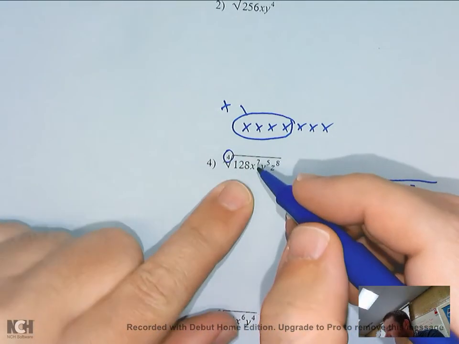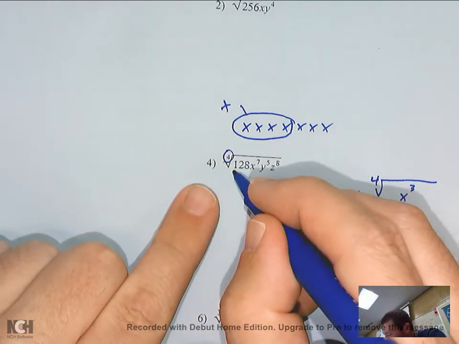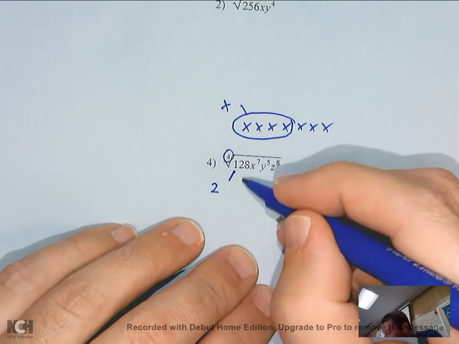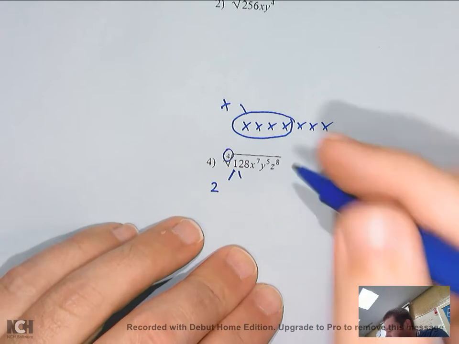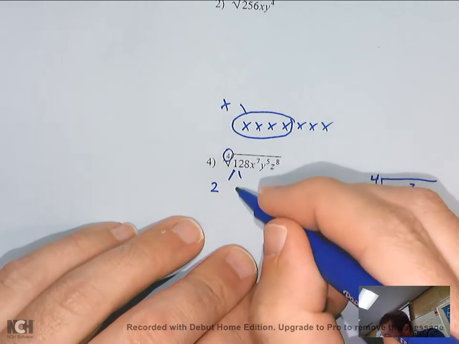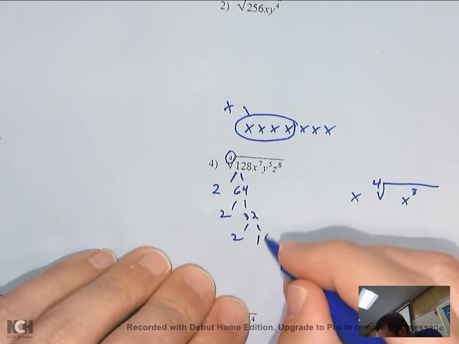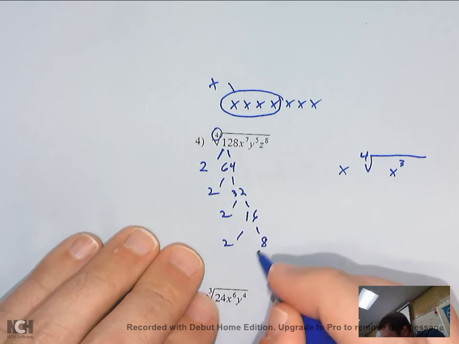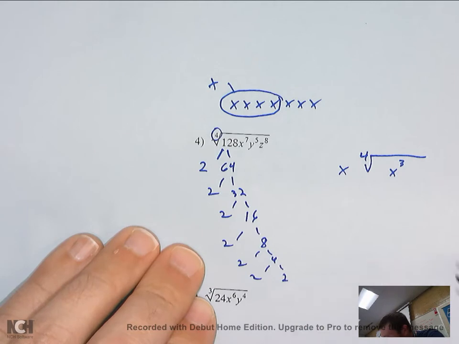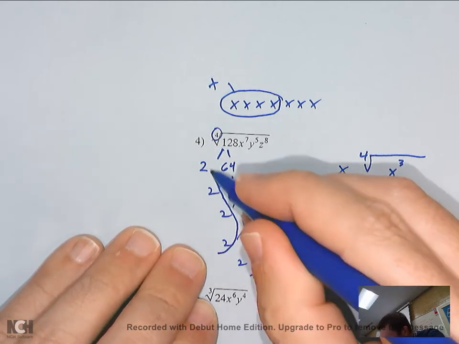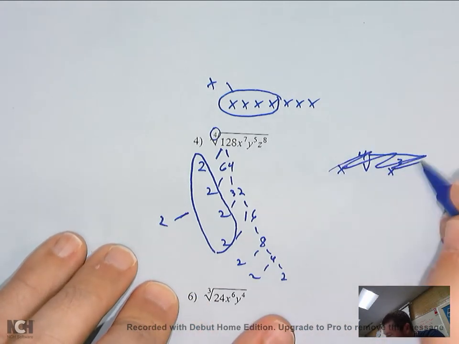So again, with numbers, if it's an even number, you would divide by two. So you're going to divide by two until you get to an odd number, or to a prime number of some kind. So 128 divided by 2 is 64, divided by 2 is 32, divided by 2 is 16, divided by 2 is 8, divided by 2 is 4, divided by 2 is 2. So I'm looking for groups of 4, so here's one group of 4, so I can pull out 1, 2, okay, and I'm going to ignore that and start from scratch.